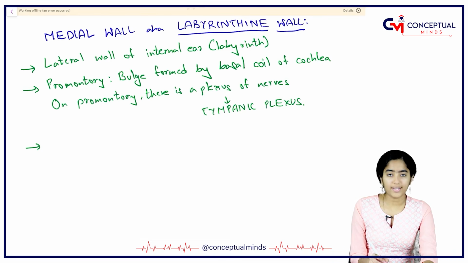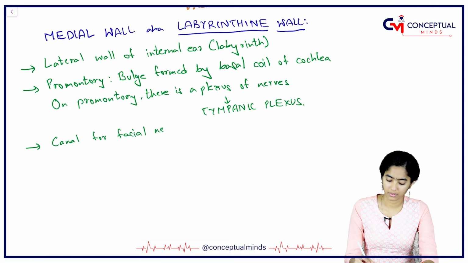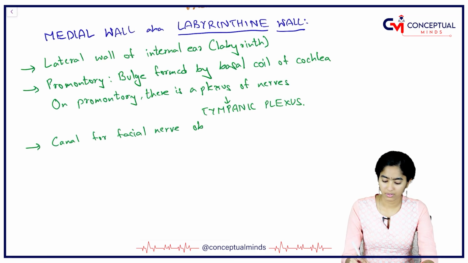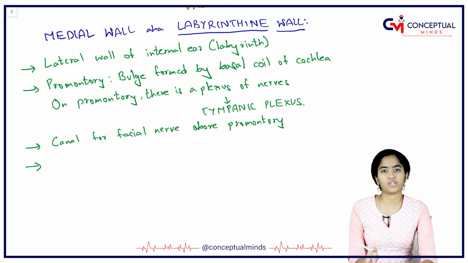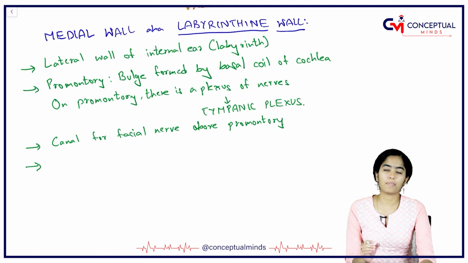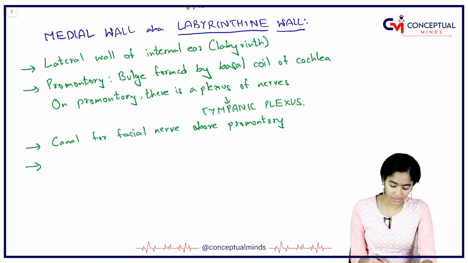Then above the promontory there is a canal for the facial nerve on the medial wall. And above this canal for the facial nerve is a bulge that is produced by the lateral semicircular canal or the horizontal semicircular canal.